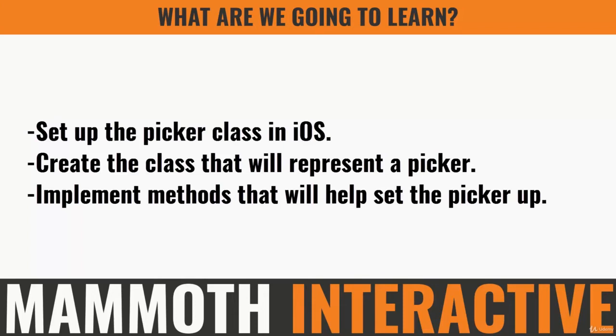We'll create this class that will represent a picker, and then once we create this class and implement all these methods that will set the picker up, we'll just be able to create a new instance of that picker, and then we can assign it the values, okay? So it's going to be a little bit longer and a little bit more complicated than setting the picker up in Android, or in Android it's called a spinner, but it's the same thing, and in the next part we'll show you how to create a new instance of a picker.